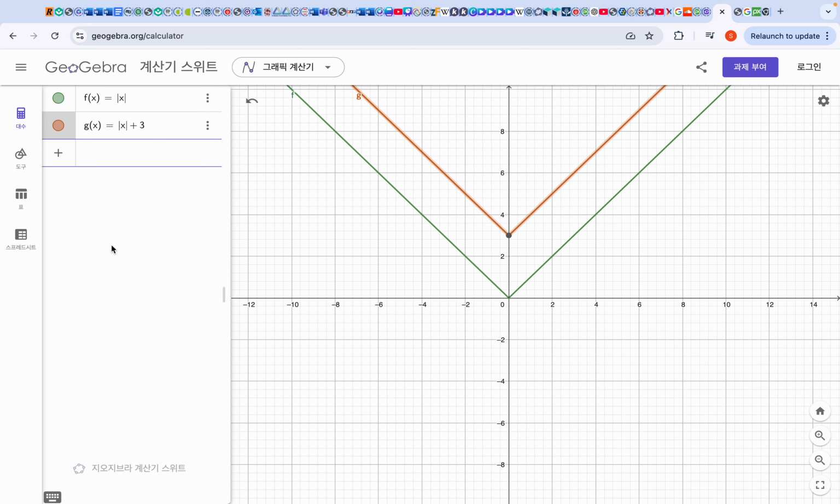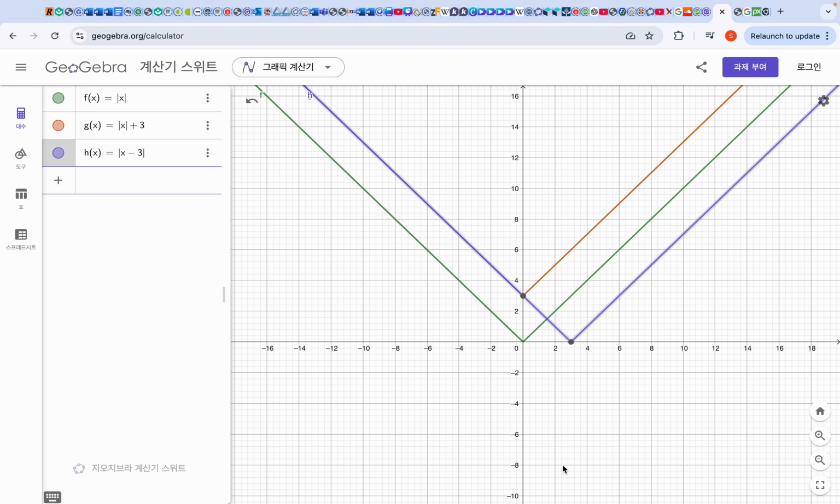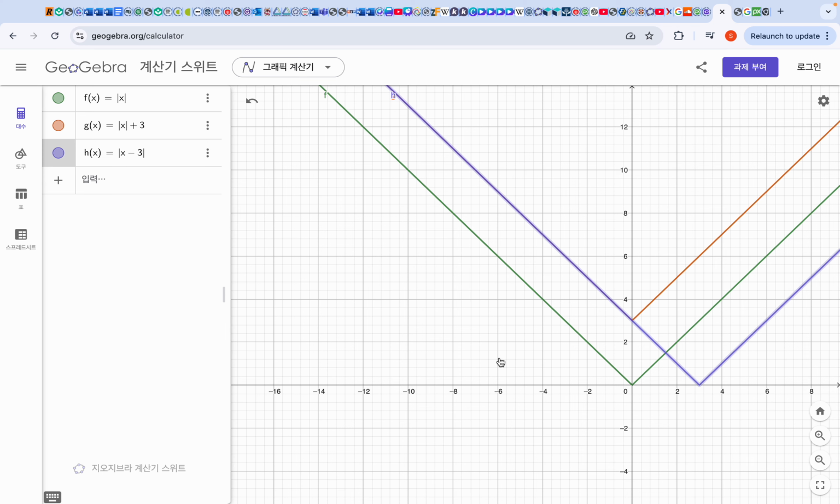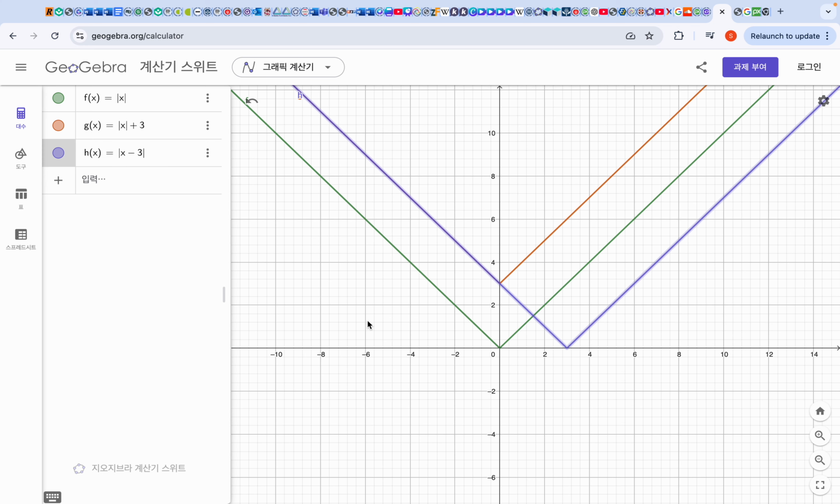Now in the case where the minus or plus is inside the absolute value sign, it actually shifts horizontally across the x-axis. So in this case, minus 3. Interestingly, minus 3 actually shifts it to the right, not the left in the minus direction. So if it's a positive 3, it would move to the left.